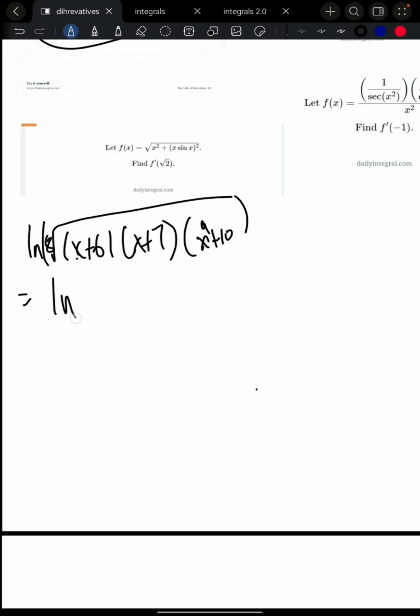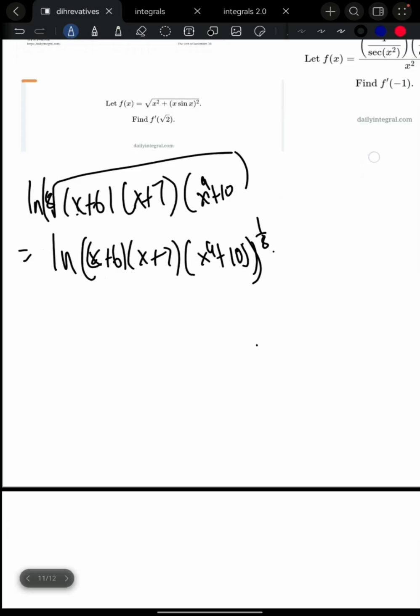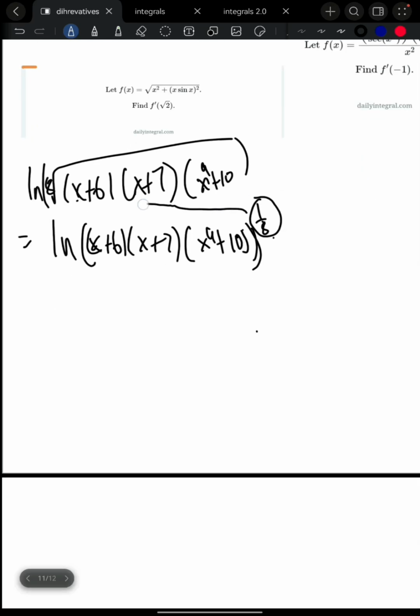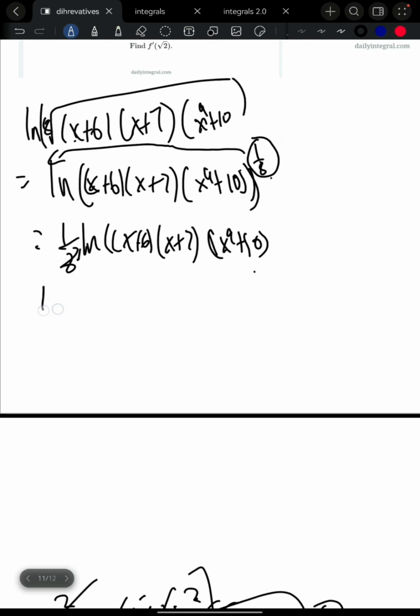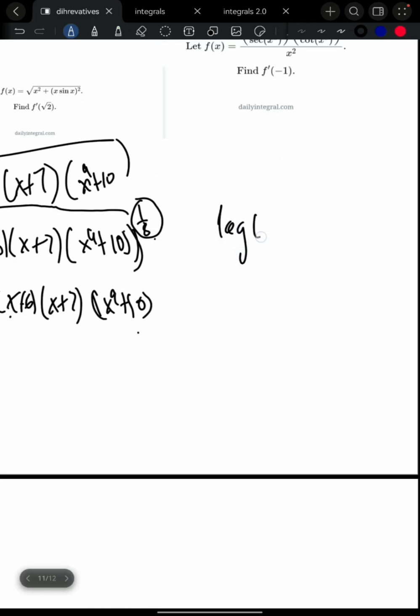So I'm just going to write it as ln of this to the power of 1 over 8, because that's this cube and that's the 8 roots, just power 1 over 8. And then by the properties, you can bring this down. So this is just 1 over 8 times ln of x plus 6, x plus 7, x to the 9 plus 10. I'm going to take 1 over 8 as a common factor. By the properties, you can write log ab as log a plus log b.